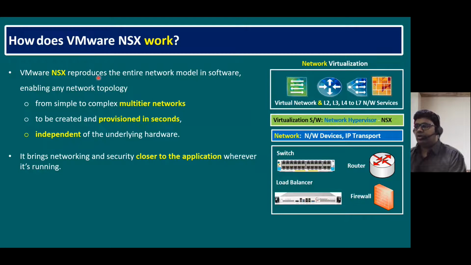VMware NSX reproduces the entire network model in software, enabling any network topology, from single to complex multi-tier networks, to be created and provisioned in seconds and independent of underlying hardware. So it's completely independent of the underlying hardware. All the logical switches and routers can be provisioned within seconds, but in a physical scenario it's not like seconds. And it brings network and security closer to the application wherever it's running. Closer to the application means, let me explain in the following slide.